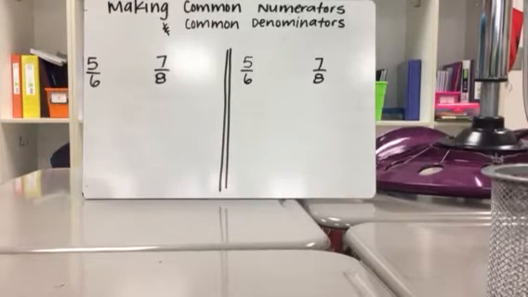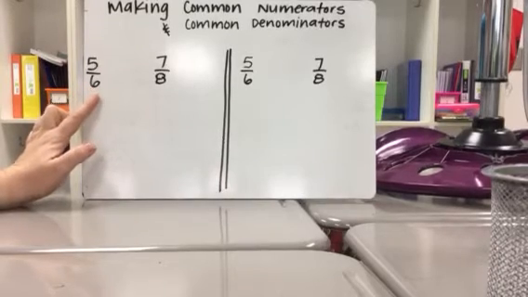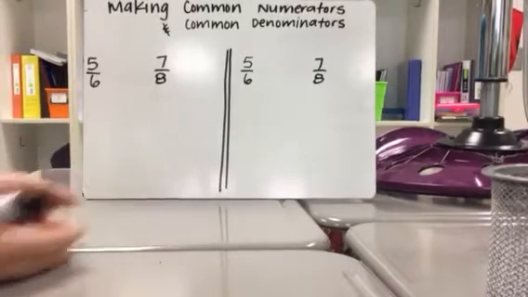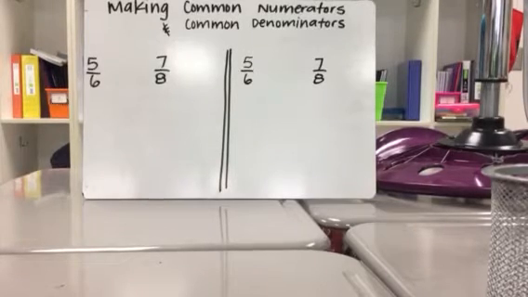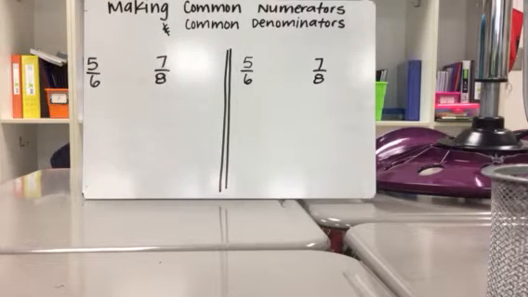And I can't use the halves benchmark because half for 6 is 3/6, so this is greater. And half for 8 is 4/8, and this is greater. Well, they're both on the same side of 1/2. They're both more than a half, so I can't use that strategy. So the strategy we've learned is I'm going to make them have a common numerator, or I'm going to make them have a common denominator because I know what to do then. So I'm going to walk you through those steps of what we do.